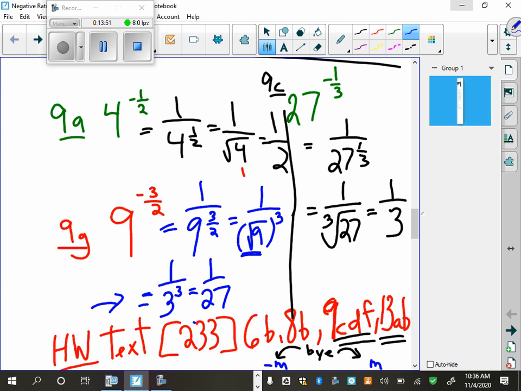Homework, 5 minutes. We're going to work on the stuff I underlined. So do 9 and 13 first, okay?